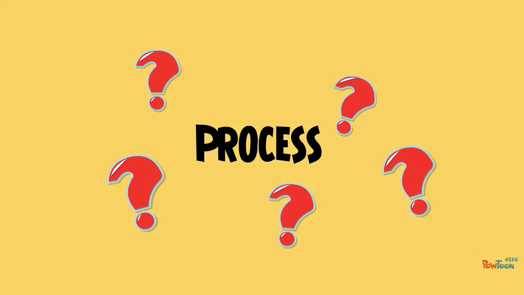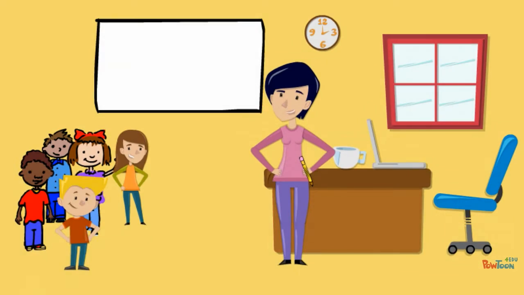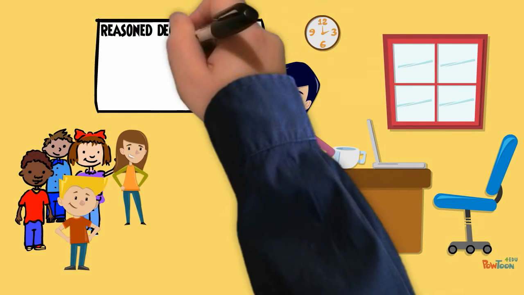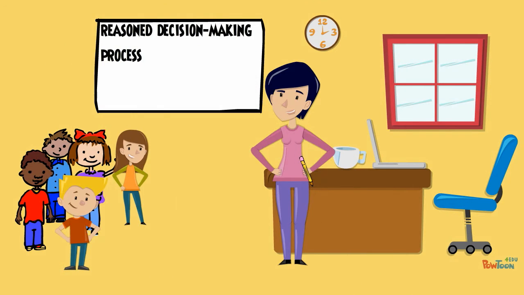Let's follow Pa and Jose as they work with their classmates to make a choice. Class, you have earned 30 minutes of free time. How do you want to spend your time? This is a great opportunity to use a reasoned decision-making process. We are going to work through the 5 steps on the PACE grid to make our choice.